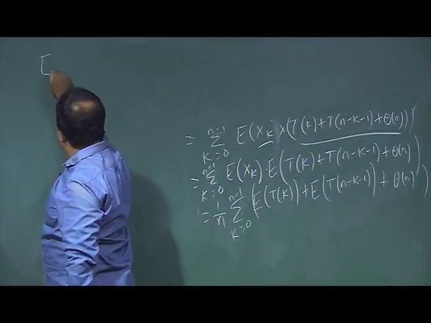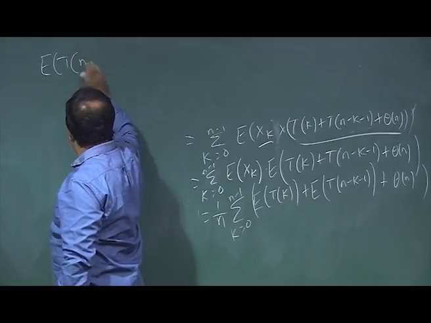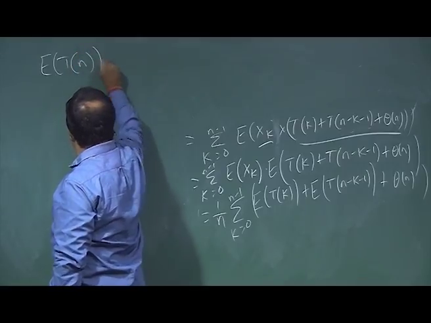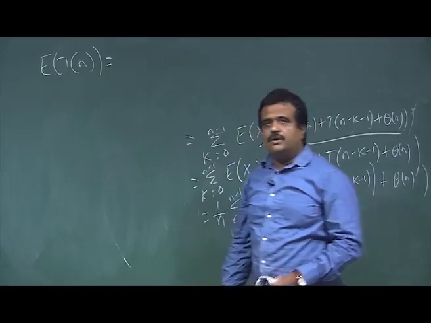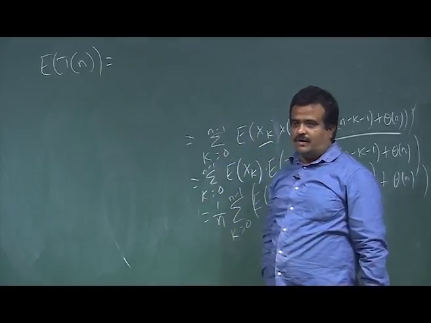So this will give us, we want to show the expectation of Tn is basically n log n. So that is our goal. We want to show this expected value of Tn is theta of n log n.